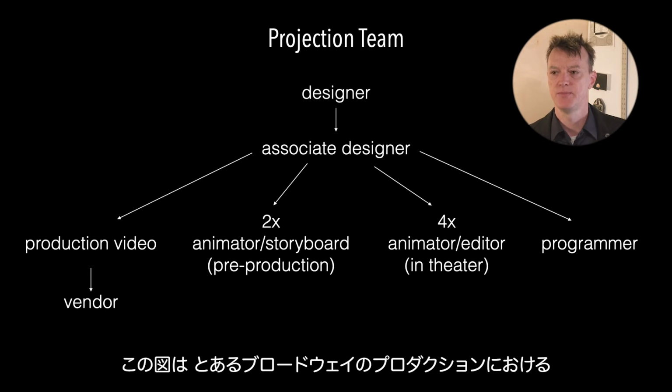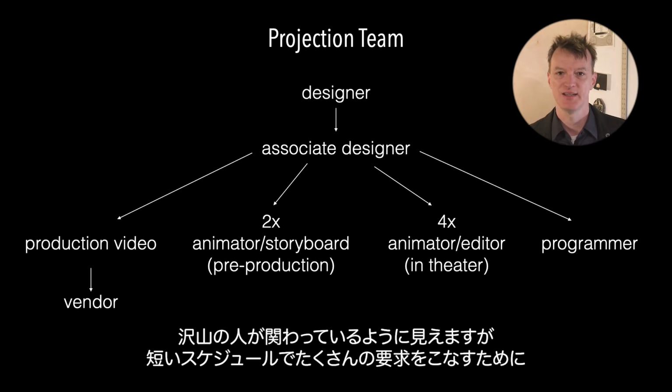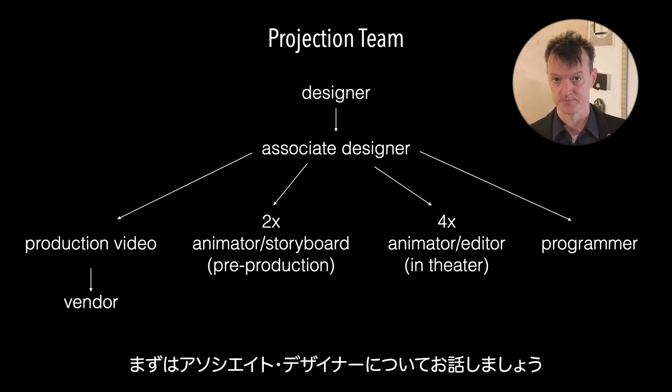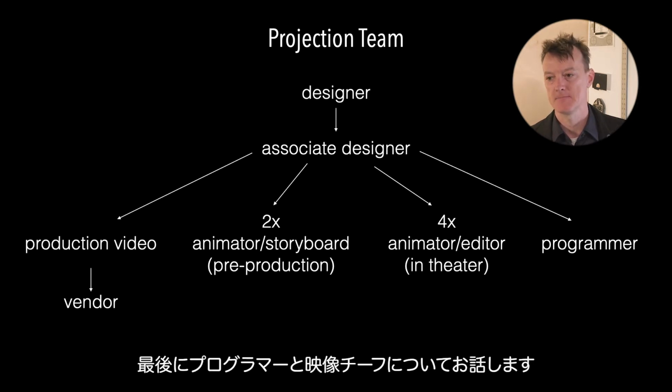So here's a very basic layout diagram of the projection team for a large Broadway show. And it might seem like a lot of people, but given the significant needs of a big show, the intense timetable, and the profile of the show itself, it's very important to properly staff the team so that everybody can focus on the job they're doing. But who we're going to talk about first is the associate designer, and then we're going to talk about the animators and editors, also talk about programmer, and then the production video.